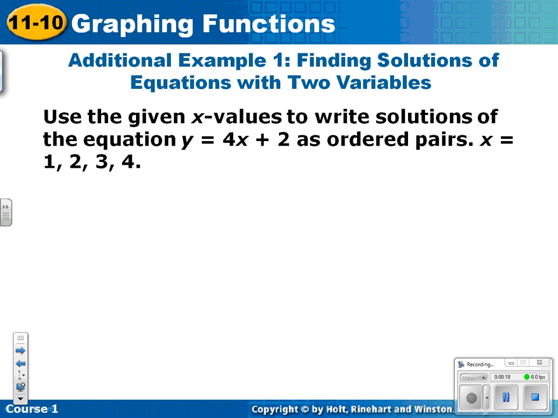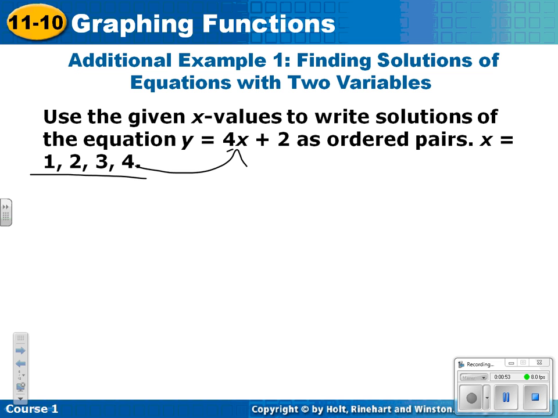A linear equation is an equation that has an x and a y value, okay? And the x and y correspond with each other. Now, you're going to have problems like this on your homework. Use the given x values to write solutions of the equation y equals 4x plus 2 as ordered pairs. Basically, all we're going to do is plug 1, 2, 3, and 4 into here, figure out what y is.